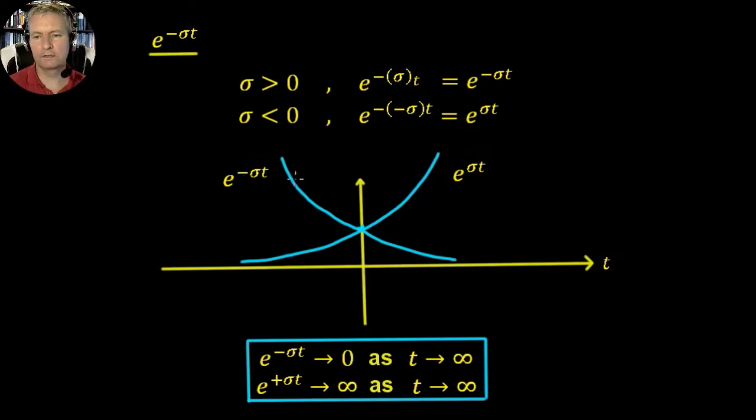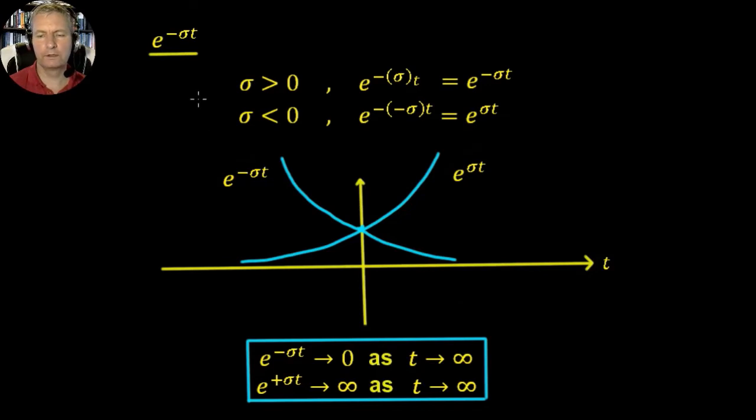But the e to the minus sigma t, see that it's going to tend towards 0 as t tends to infinity, and that's what we've got written here. So e to the minus sigma t tends to 0 as t tends to infinity. So that's quite obvious from these two graphs what happens with this function.